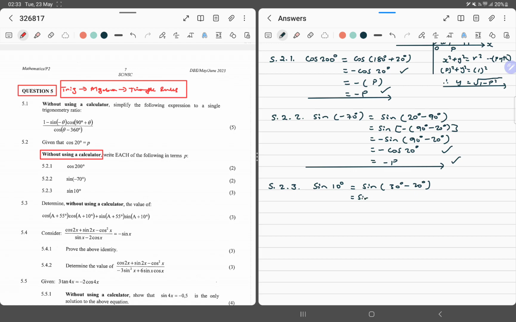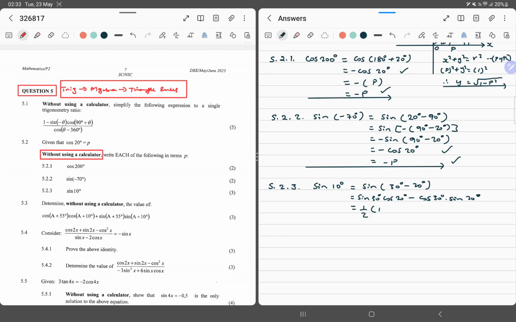So this is the same as sine of 30 degrees cos of 20 degrees. The sign never changes. Cos of 30 degrees sine of 20 degrees. So we needed identities here. So sine 30 is a half. We know from special angles.